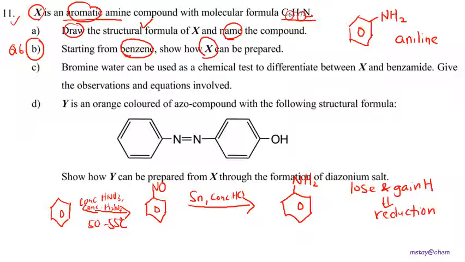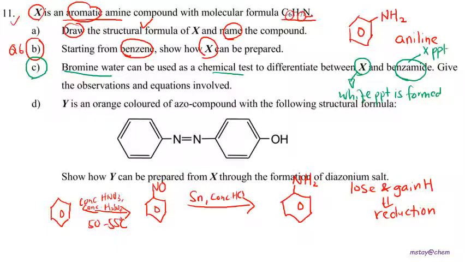We lose oxygen and gain hydrogen, which is equal to the simple definition for reduction. Okay, so now we are going to proceed to C. Bromine water can be used as a chemical test to differentiate X and also benzaldehyde. X is the aniline, so the observation for X will be that a white precipitate is formed, while for the benzaldehyde there will be no white precipitate formed.